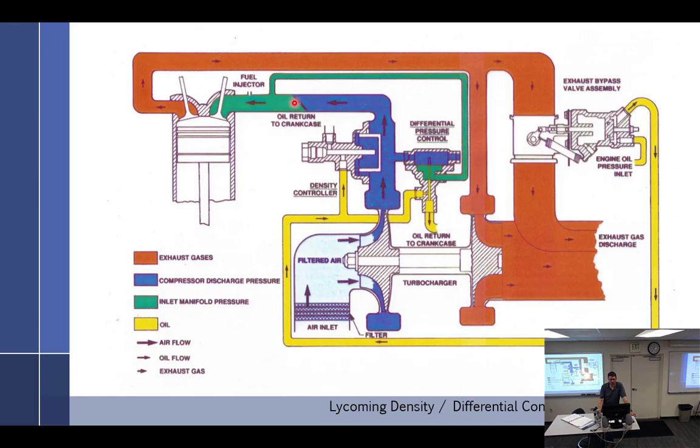So now we're all the way at full throttle, and the differential pressure controller is saying, you only got an inch difference here. So what is the differential going to want to do at full throttle all the time? Stay closed. And so now we would just continue to have this runaway, except the density controller now comes online. And when it reaches its maximum density, it opens, bleeding off oil, controlling the wastegate. That's it.